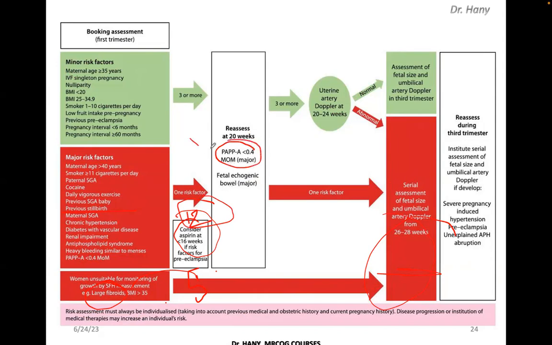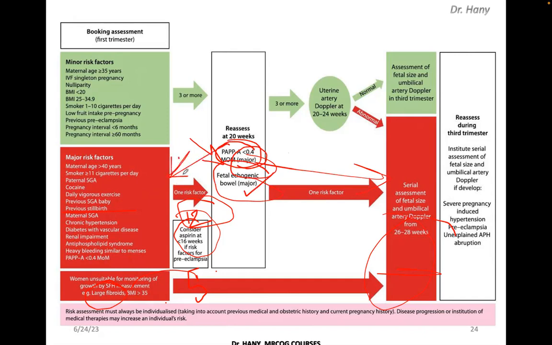Low PAPP-A is a hint for small for gestational age. If it is less than 0.5, this will be considered a major risk factor, so I will put the patient here. Low PAPP-A is considered major, not minor. Fetal echogenic bowel is considered major at the time of the anomaly scan. This will be at the booking.